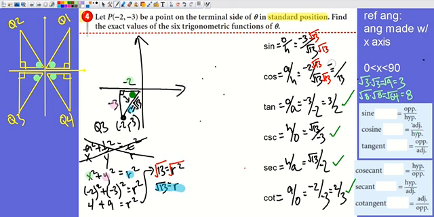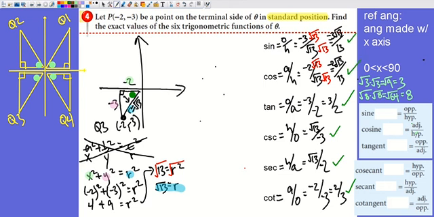And on top, we're going to have -2√13, and here we're going to have 13 on bottom and -3√13 here. And then we're pretty much done. That's pretty much how you do these problems.